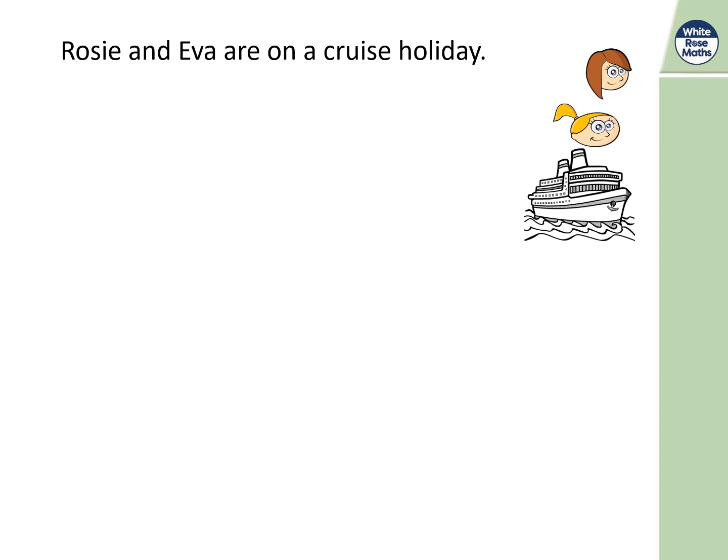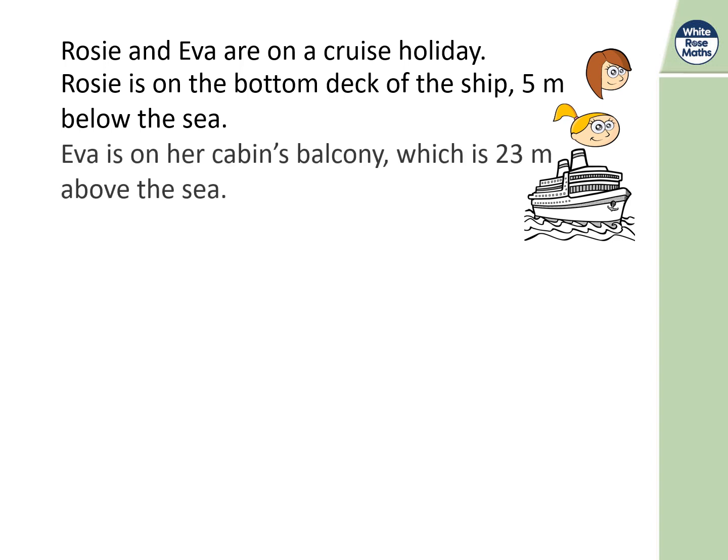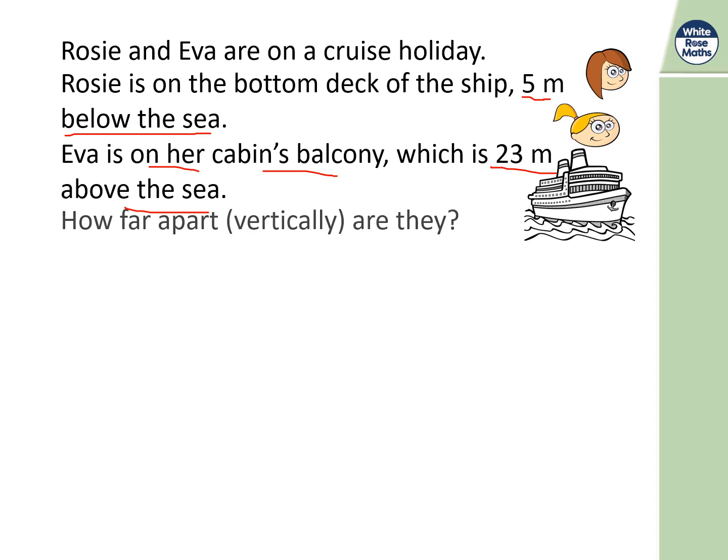Okay, so looking at this worded question, Rosie and Eva are on a cruise holiday. Rosie is on the bottom of the deck, 5 meters below the sea. So be very careful. So 5 meters below the sea. Eva is on her cabin's balcony, which is 23 meters above the sea. Okay, how far apart vertically are they?